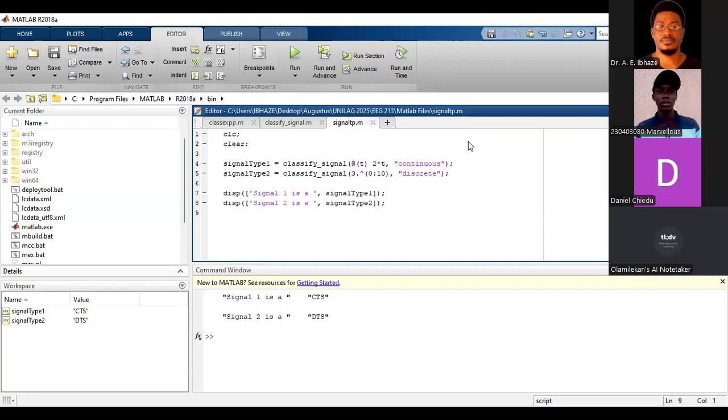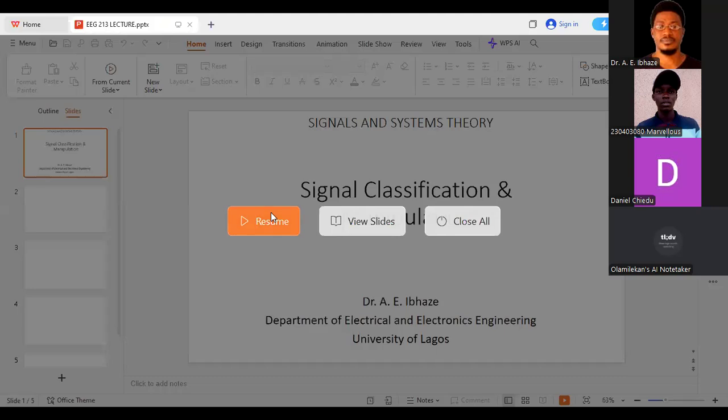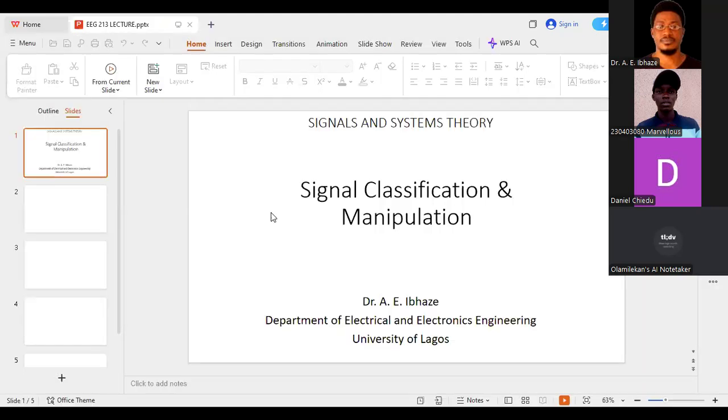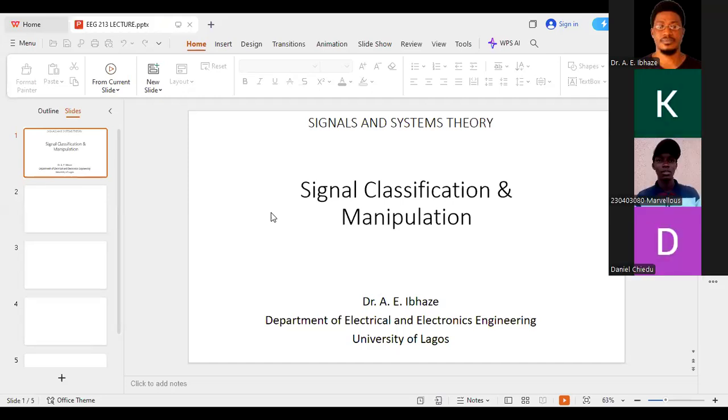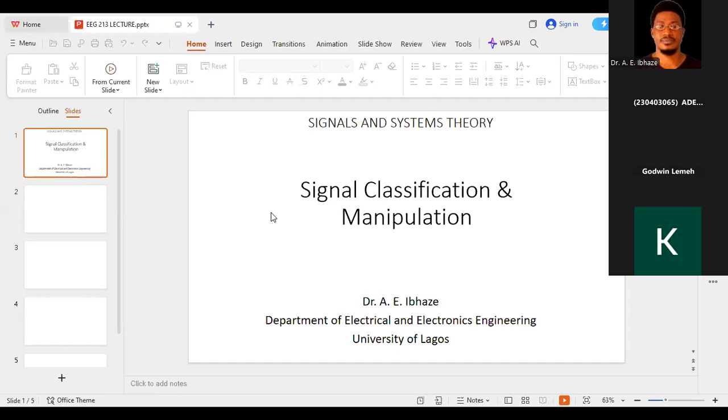Okay, so now I'll share a slide. Can you see our slide? Yes, sir. So you can see signal classification and manipulation, right? Now, can you see the blank page? Yes, sir. Okay, perfect. So it means everything is fine.